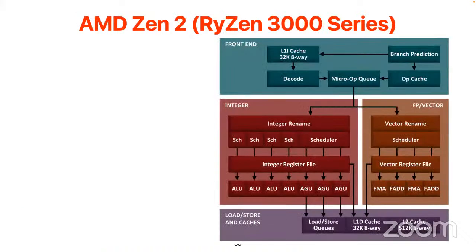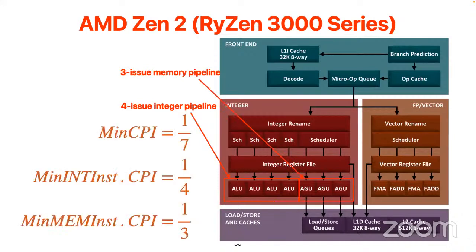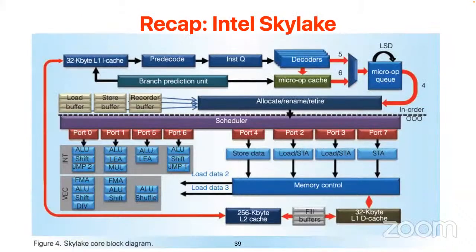And this is the AMD Zen 2 processor, which is the assigned reading, and also the processor that you are working on for your assignment 3. For this processor, again, it has a 4-issue integer pipeline and a 3-issue memory pipeline. So the minimum CPI of this one is 1/7. If you only have integer instructions, it will be 1/4. If you only have memory instructions, that will be 1/3. This is what we can achieve with modern processors. And again, if you want to fully utilize this pipeline, you have to avoid the data dependency chain. You have to make sure that you have a sufficient amount of parallelism within your code.